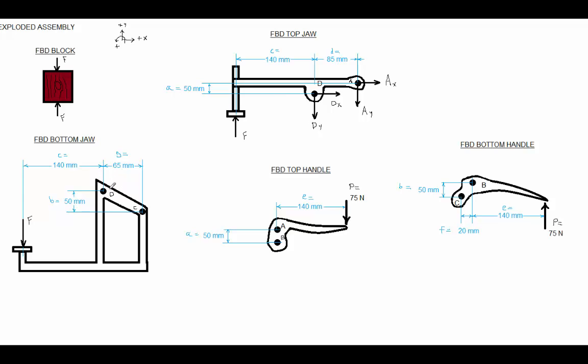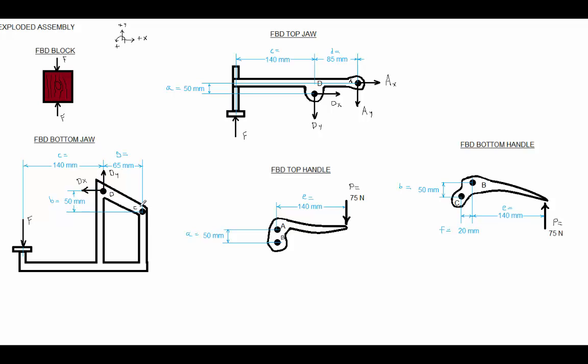Therefore, my Dy on the bottom jaw must go up, and my Dx on the bottom jaw must go to the left. That's only because I drew Dy going down and Dx going to the right on the top jaw. If I would have assumed those in the opposite direction, if I would have assumed Dy up, then I would have had to draw Dy down on the bottom jaw.